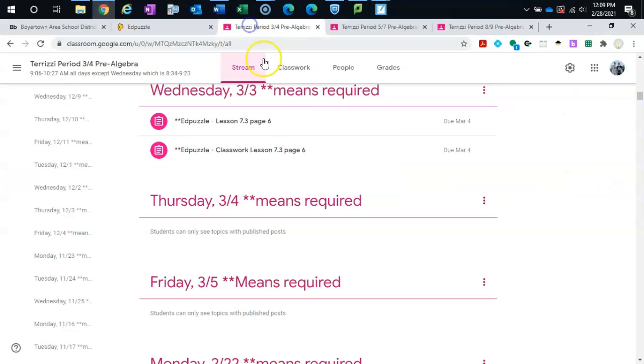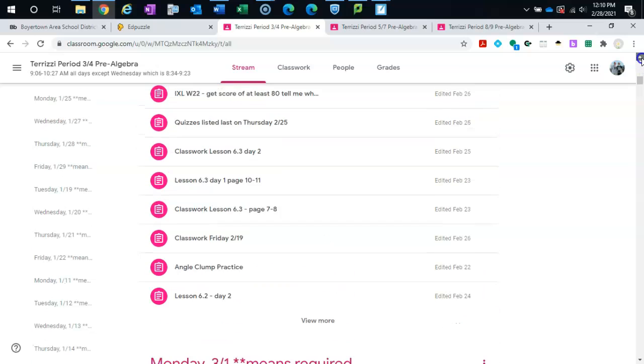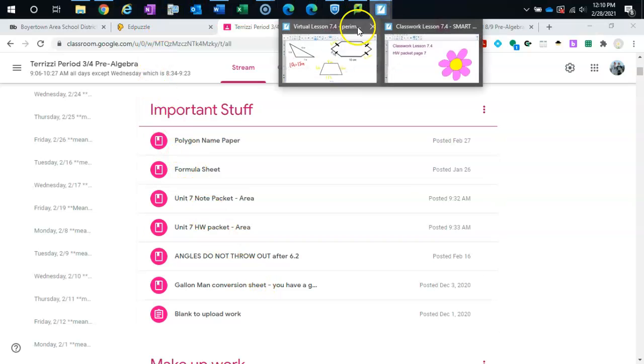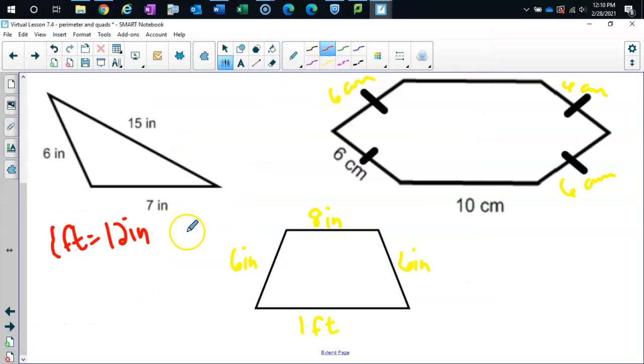In your Google Classroom, if you go to important stuff, right here, Gallon Man, that's the conversion sheet. Open that up and print it. So if you did not know that there is 12 inches in 1 foot, you need to look on Gallon Man. So this is 12 inches. I'm going to cross that out because to find the perimeter, all of the units have to be the same.